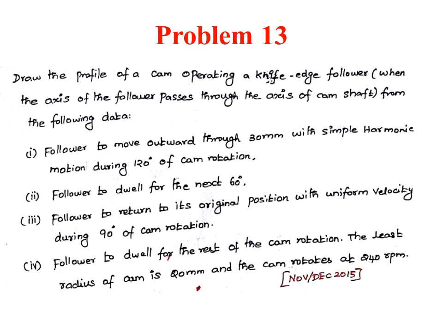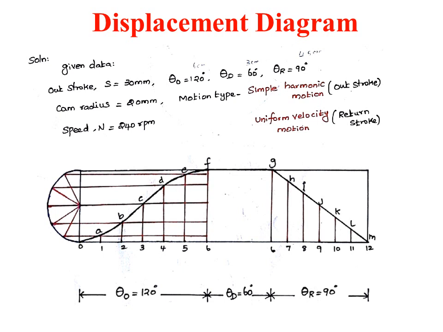So let us see how to draw the displacement diagram and cam profile. First write down the data that has been mentioned. Now the first thing we have to do is draw a horizontal line, and this horizontal line will represent the outstroke of 120 degrees, dwell of 60 degrees, and again the return stroke of 90 degrees. Of course, this has to be drawn according to a given scale, so take some suitable scale. Once it has been drawn, mark the outstroke, dwell, and the return stroke.